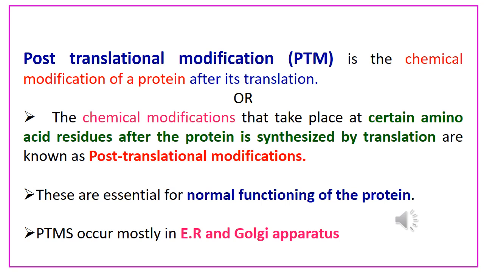Post-translational modification is the chemical modification of a protein after its translation, or otherwise, the chemical modification that takes place in certain amino acid residues after the protein is synthesized by translation is known as post-translational modification. These are essential for normal functioning of the protein. Post-translational modification mostly occurs in the endoplasmic reticulum and Golgi apparatus.